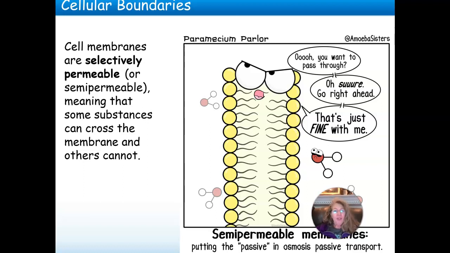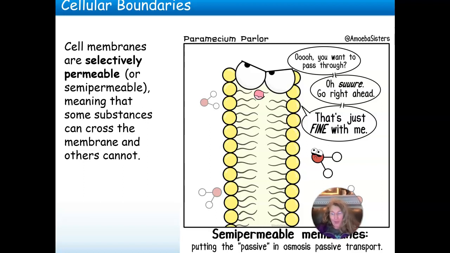This goes along with another function of the cell membrane in that it's a regulator. And so we have this word called selectively permeable. Selectively meaning it selects or only lets certain things go in and out of the cell. Permeable means allowing things to pass through. So you don't want your raincoat to be permeable to water.